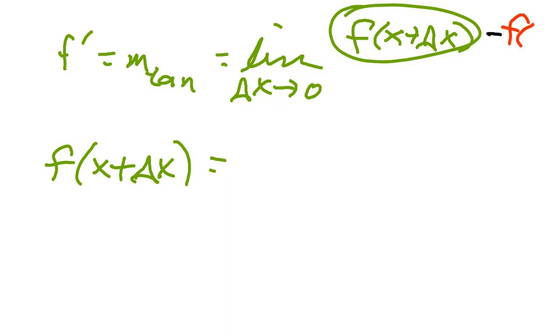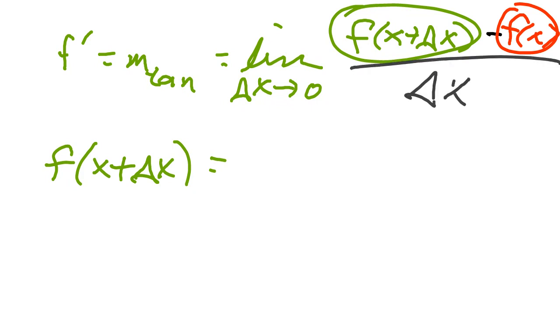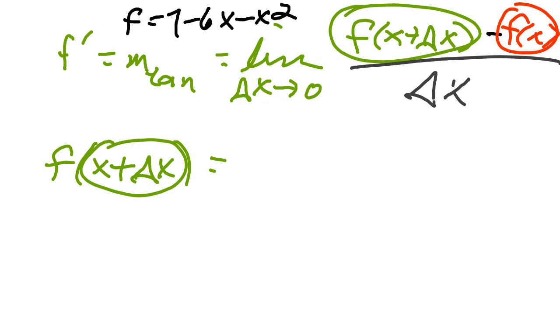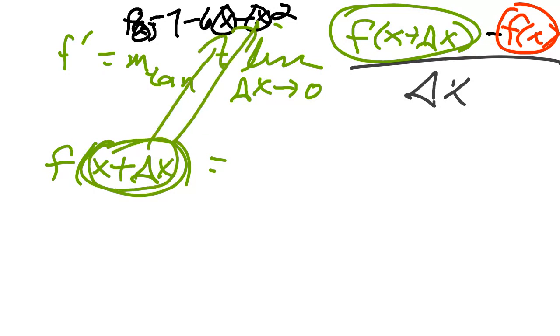I'm going to use different colors for this. So we use f of x, which is given, and then this is all over delta x, right? I'm going to figure out what f of x plus delta x is first. What was f of x? We had f of x is, what did we say? 7 minus 6x minus x squared, right? Yep. So that's f of x. Everywhere there's an x, we're going to plug in x plus delta x.